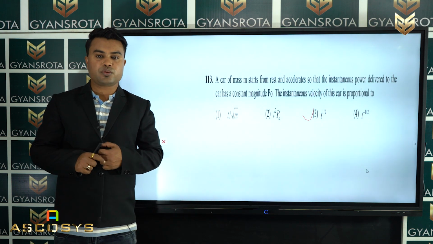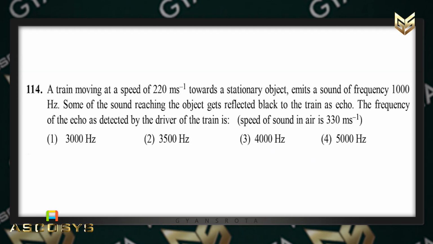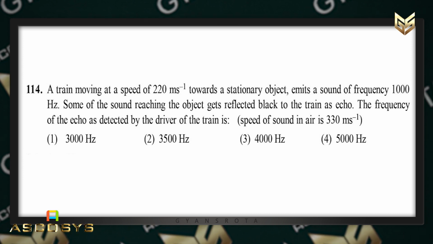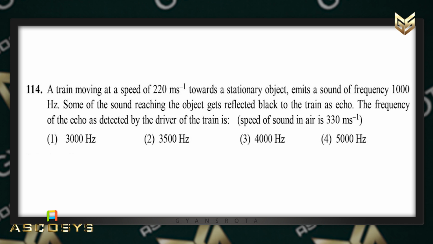Now let us move to the next question, that is question number 114. A train moving at a speed of 220 meter per second towards a stationary object emits a frequency of 1000 hertz.